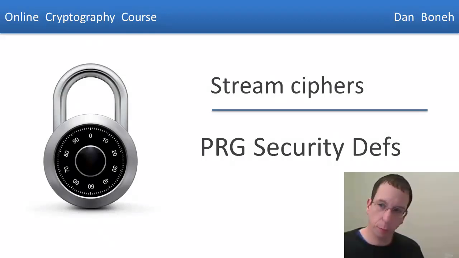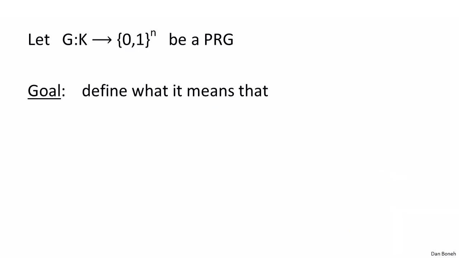In the next three segments, we will change gears a little bit and talk about the definition of a PRG. This definition is a really good way to think of a PRG, and we will see many applications for this definition. So consider a PRG with key space K that outputs n-bit strings. Our goal is to define what it means for the output of the generator to be indistinguishable from random.